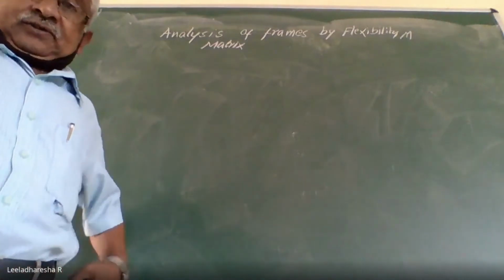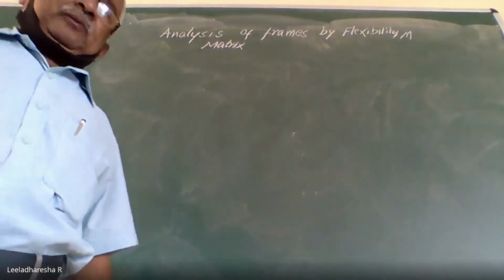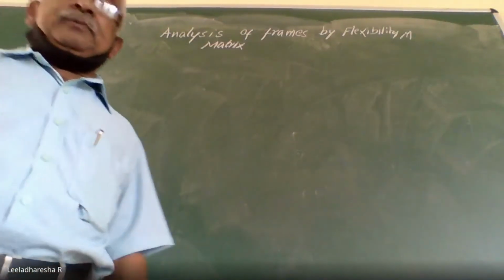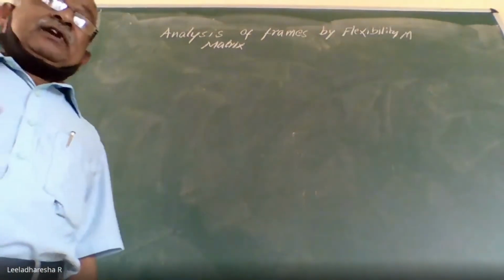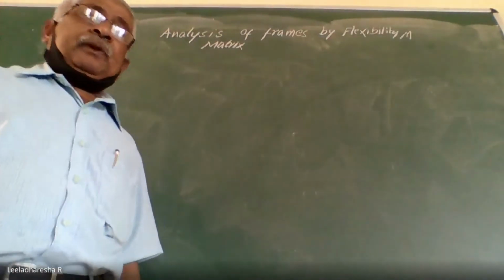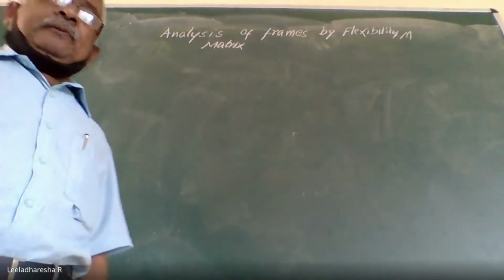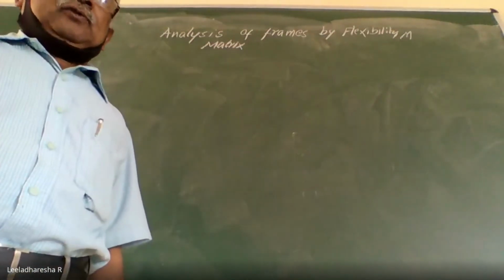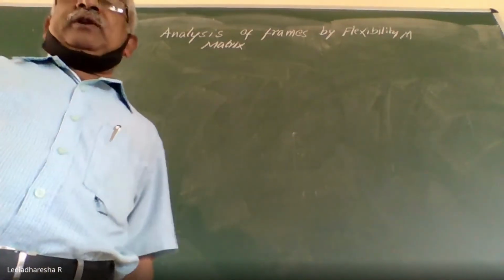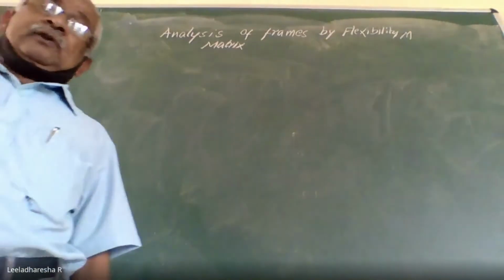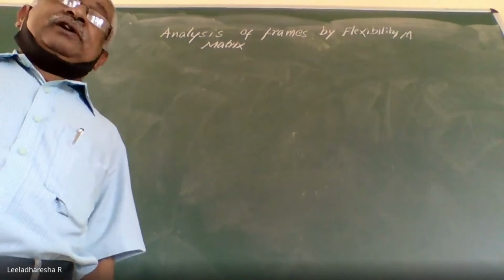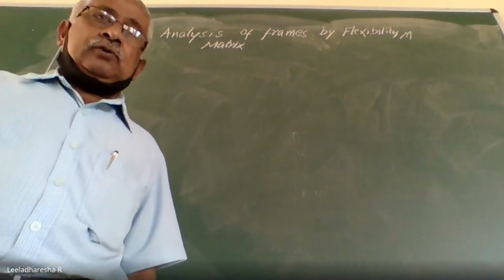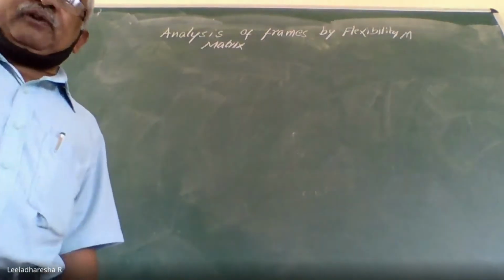In the previous class, we solved some of the problems on continuous beams. Today we will go for the application of the flexibility matrix method for analyzing the rigid jointed frame. A frame means a member which consists of a beam with two columns, right? To analyze this by means of the flexibility matrix, we need to develop the elements of the matrix. Normally we are going to follow the unit load method to solve such type of problems.